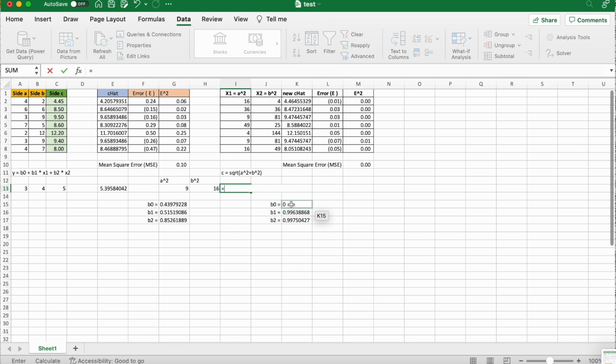So here we go. This is b0 plus b1 into a square plus b2 into b square, and the square root of the whole thing. So you see that now his prediction is much better. He gets 4.99 something, whereas the actual value should be 5. So this is much better prediction. So this model seems to be much better.